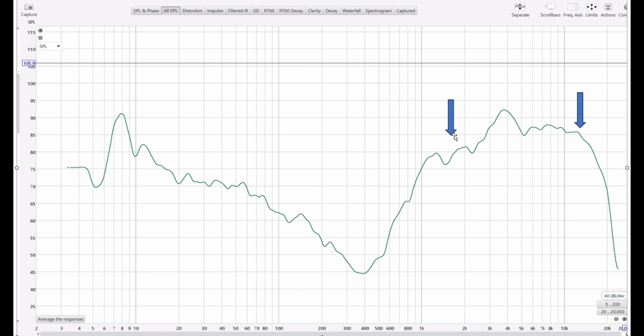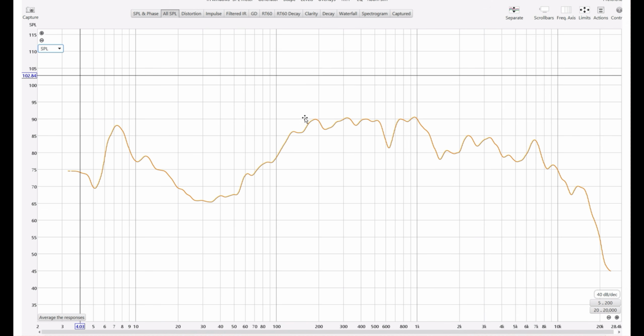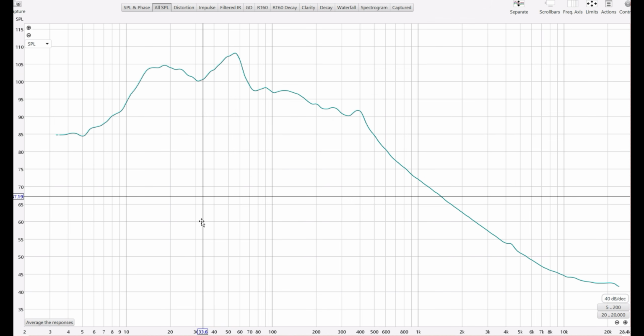It gets to a point where it can't play any lower than that because of its excursion limit. And the same with our mids. You can see here where the upper and lower limits of the mids are. It starts to fall off, and you start getting more distortion. And the same with our subs. It won't play lower than that, and it won't play higher than that.